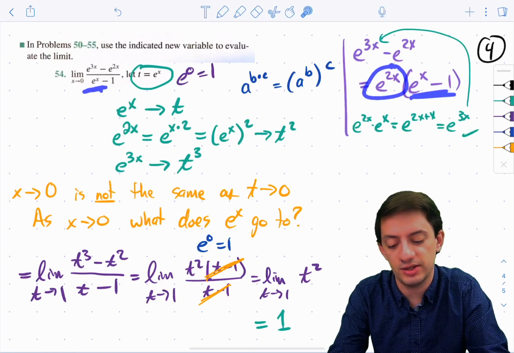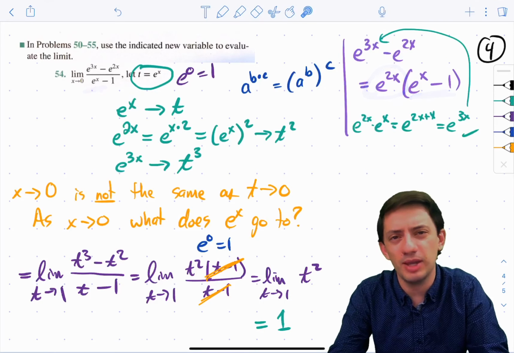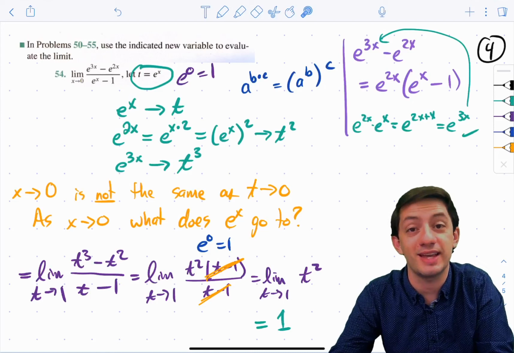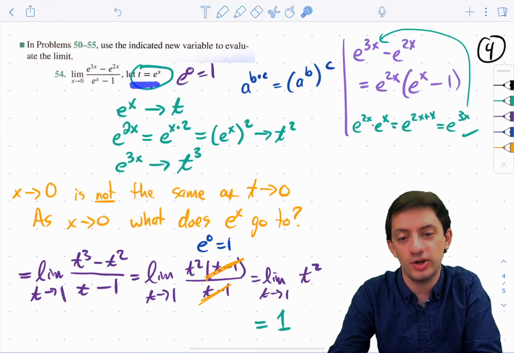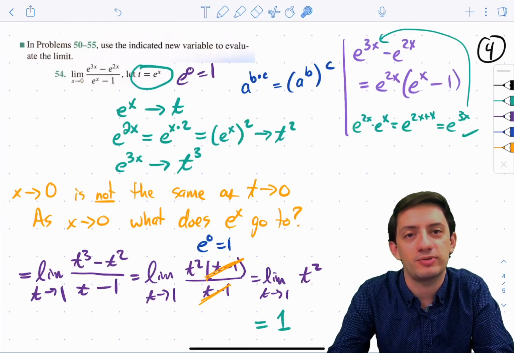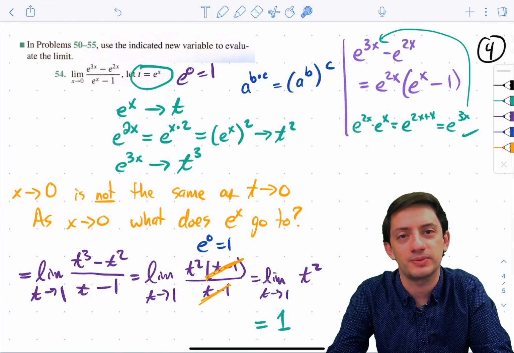Then you would have plugged in 0 to this and got 1. So maybe you're really good with those rules of exponents, and that seems easier to you. For me, especially when they give you the change of variable, I think this way is a little bit more straightforward because we're just dealing with polynomials.